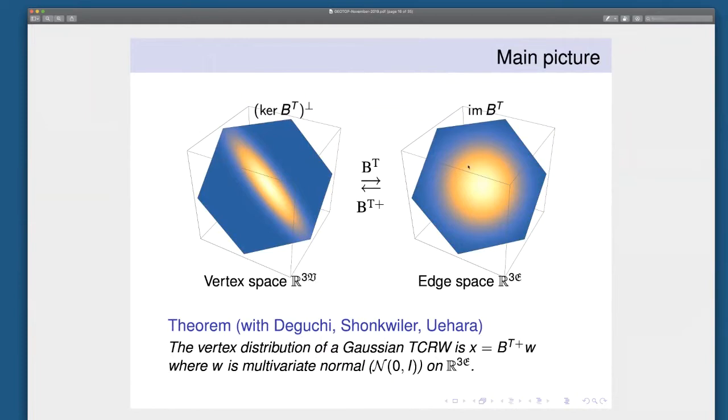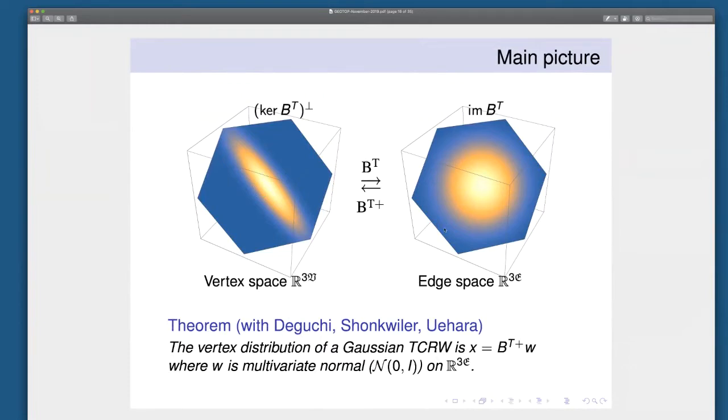B transpose goes this way from vertex space to edge space. B transpose plus goes back from edges to vertices. This reconstructs all the vertex positions from the corresponding edge displacements. So what we're going to do is take a standard Gaussian on the image of B transpose, push it forward by B transpose plus to vertex space, and get a non-standard Gaussian. And that non-standard Gaussian will give us the positions of vertices in a random embedding of the graph with this incidence matrix.